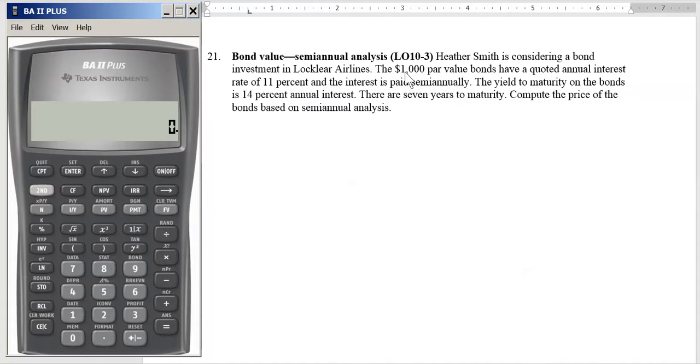We'll go up to the problem here to see what we have. The $1,000 par value is also the maturity value that's paid upon maturity at the end of the life of the bond. So that's going to be the future value. So we'll type in 1,000 and then put that under future value.